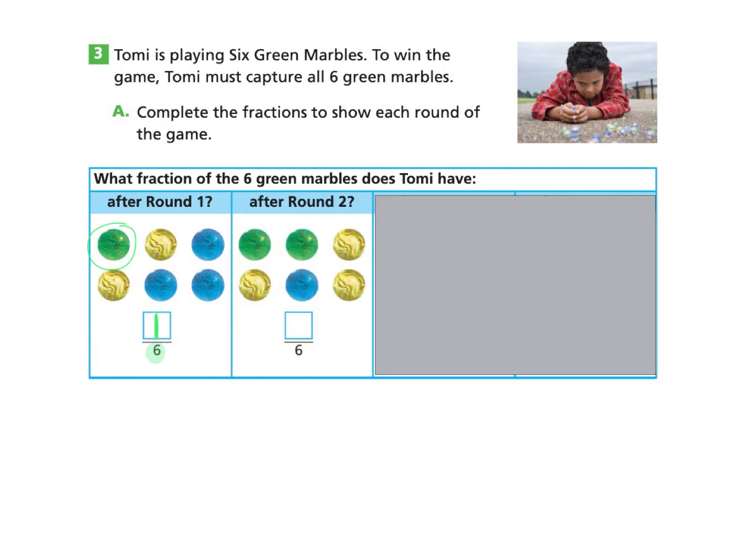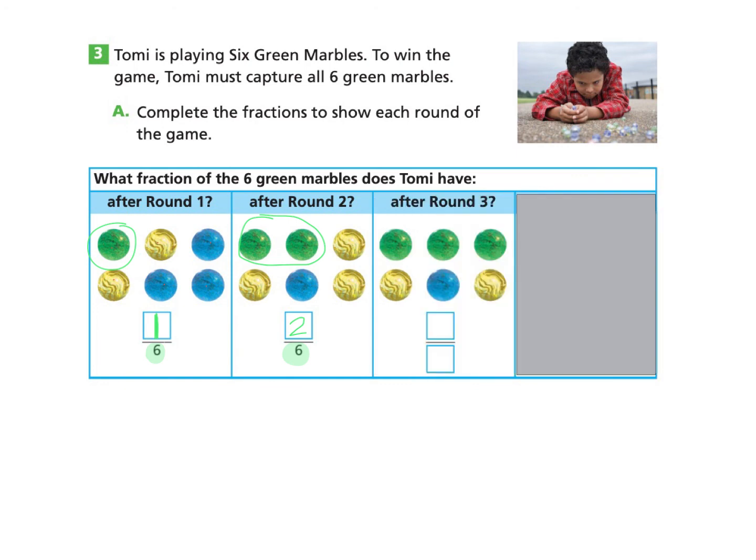Now let's take a look at round 2. Again, we see that we still have 6 as our denominator, because there are only 6 marbles in the group. And this time we see that there are 2 green marbles. So we will write 2 as the numerator, or the amount that we are counting, which are the green marbles. And we have created 2/6 as the fraction for round 2.